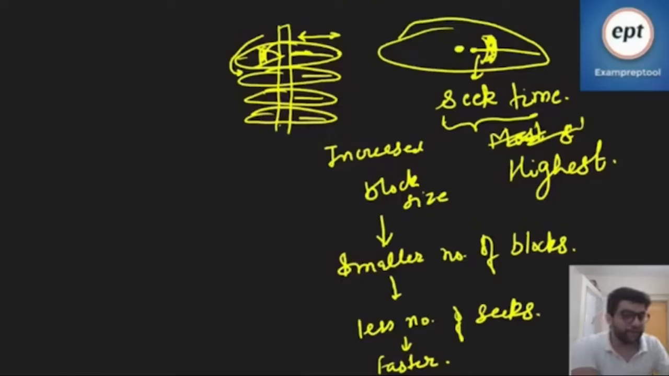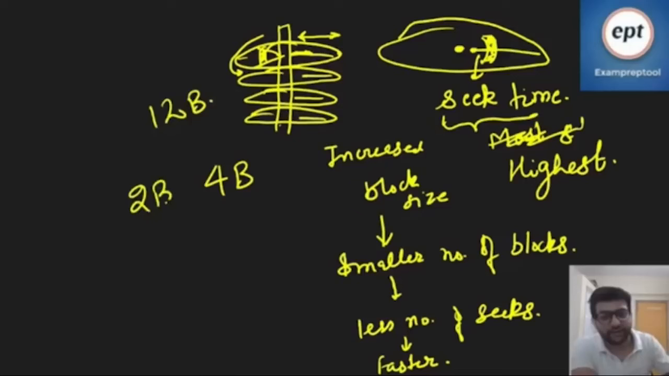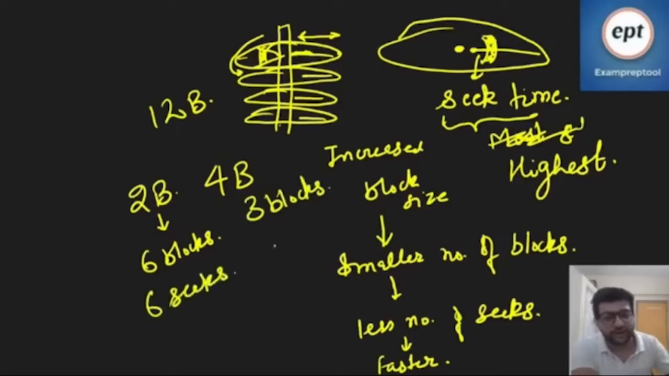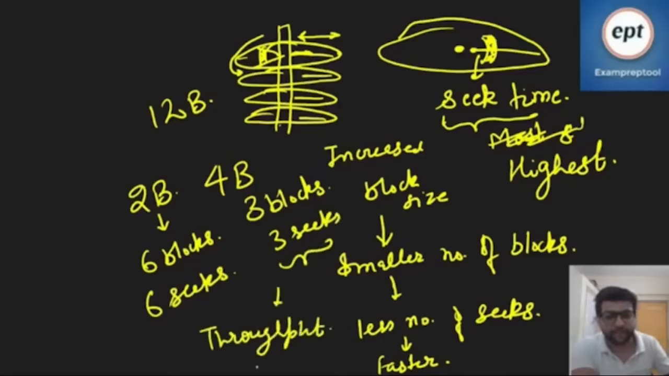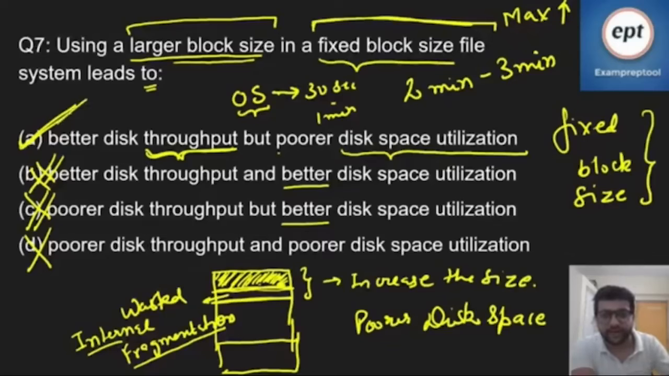And now, if we have increased block size, then for a large file, let's say we have a block size of 4 bytes and the file size was 12 bytes, right? And let's say we had a block size of 2 bytes. So for a block size of 2 bytes, it will take around 6 blocks, right? And for a block size of 4 bytes, it will take 3 blocks. So here we have 6 seeks, and here we have 3 seeks. So this can increase the throughput of our disk. That is why it will give better disk throughput. So the answer will be A.